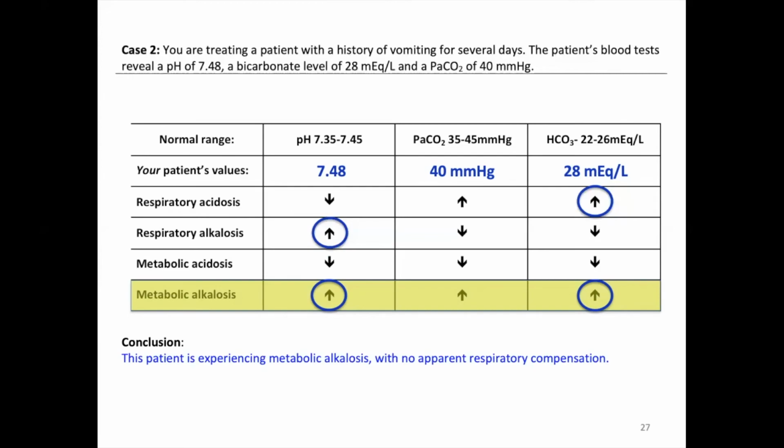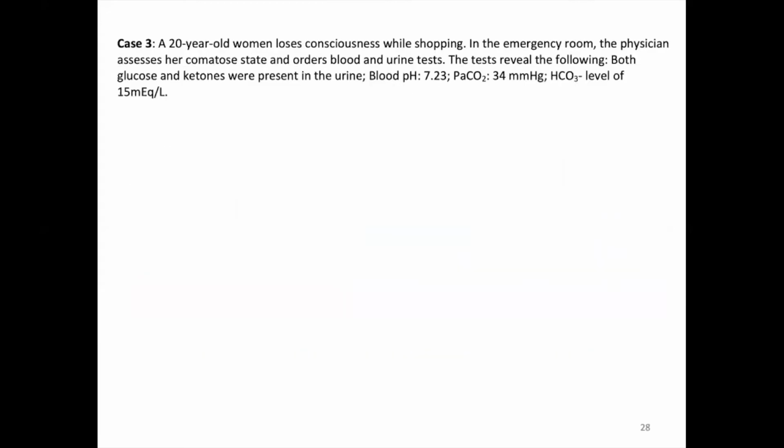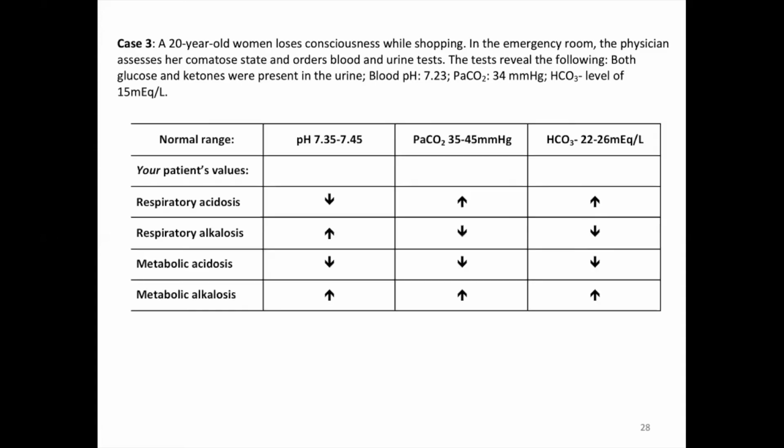Excellent. So we've got another case study for you. A 20-year-old woman loses consciousness while shopping. In the emergency room, the physician assesses her comatose state and orders blood and urine tests. The tests reveal the following: both glucose and ketones were present in the urine. That's a very key indicator. Our blood pH was 7.23, partial pressure of carbon dioxide was 34 millimeters of mercury, and the bicarbonate level was 15 milliequivalents per liter. Again, using this chart, fill in your values and try to determine which condition this particular patient is in.